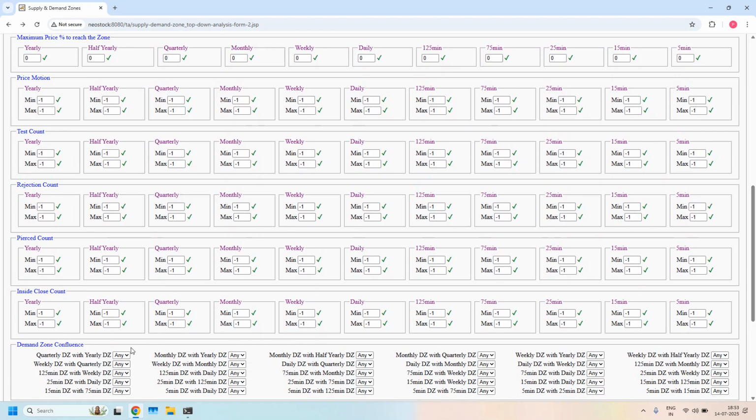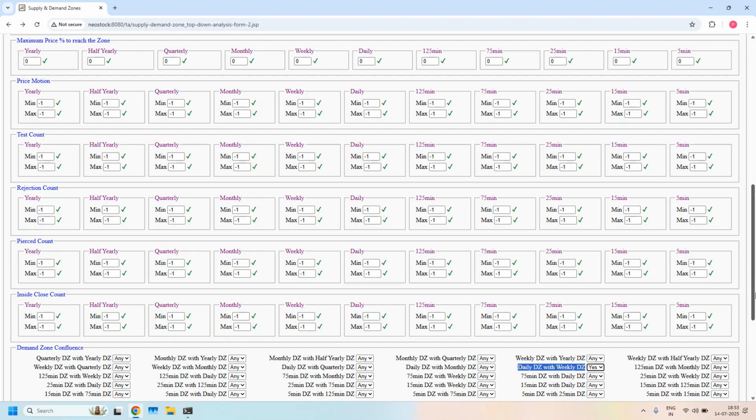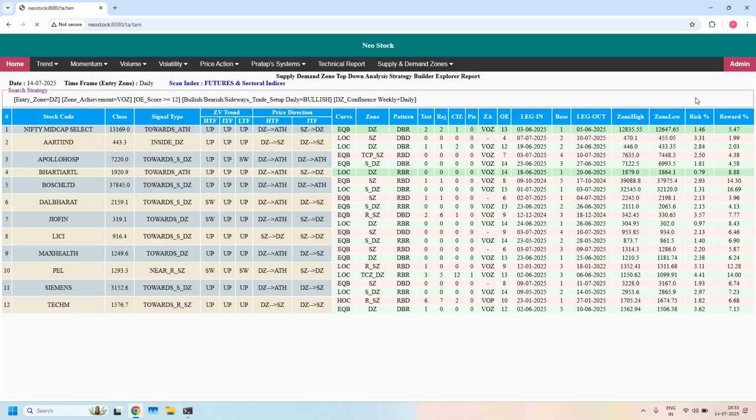In the demand zone confluence filter, I am adding daily demand zone with weekly demand zone confluence. I enable the filter. That means the daily demand zone should be part of the weekly demand zone or overlap with the weekly demand zone. So we got 12 stocks. Out of 18, we got 12. In all these 12, daily demand zones overlapped with weekly demand zones.